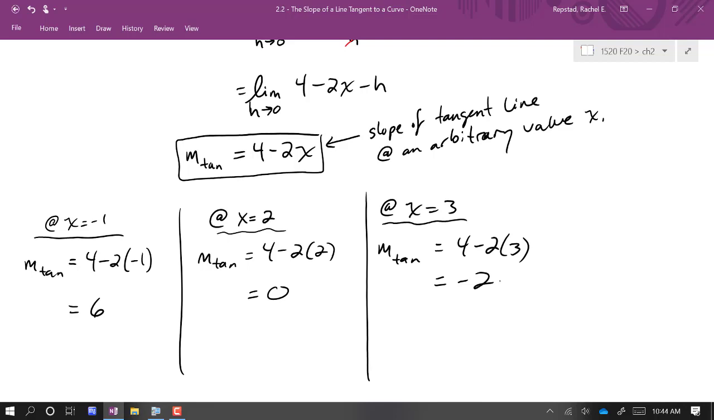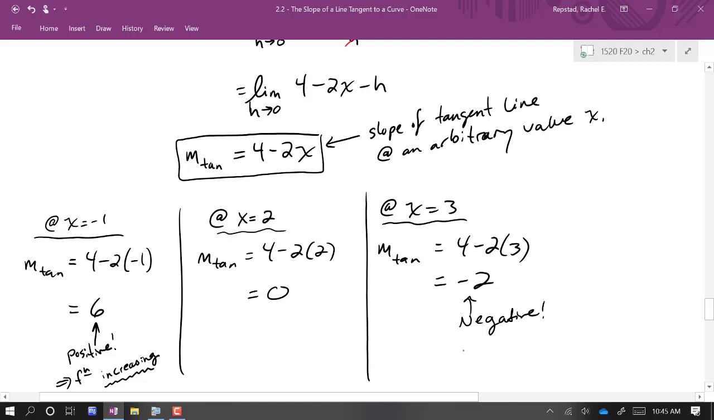make some observations or predictions on what we might expect to see when we look at the graph. When x is -1, the tangent slope is 6, positive 6. So that means that we would expect the function to be increasing at that point. At x equals 3 over here, the slope is -2. It's negative, and we would expect at this point in the graph, when x is 3, to see the graph decreasing.